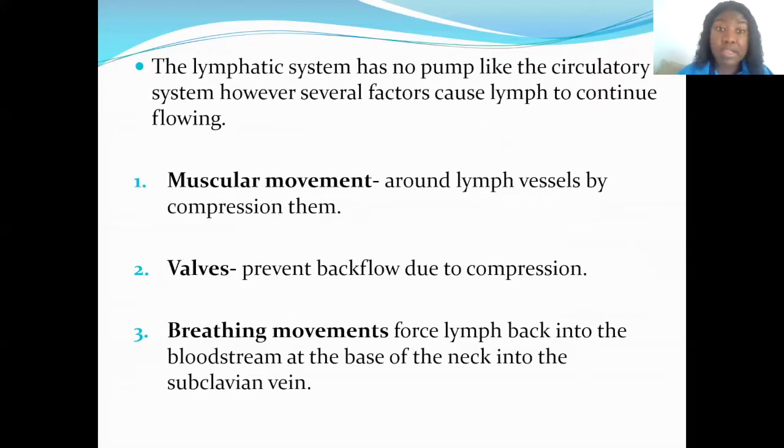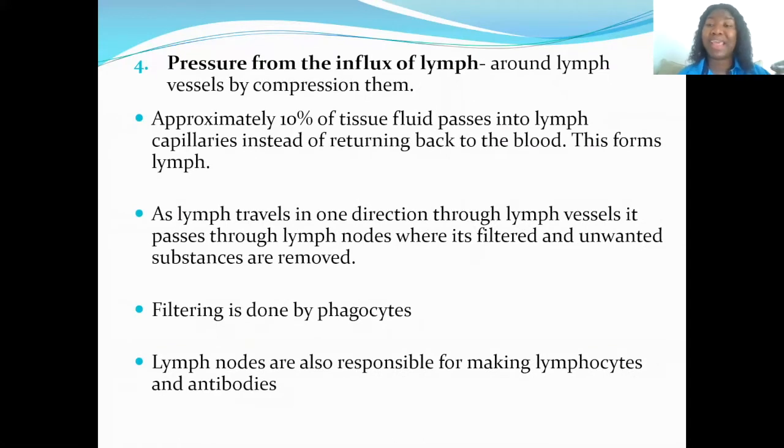So one is muscle movement. The lymph vessels are compressed by the muscles, and this compression moves the lymph around. You have valves that prevent the backflow of the lymph due to compressions. You also have breathing movements. These breathing movements force lymph back into the bloodstream at the base of the neck into the subclavian vein. Number 4, pressure from the influx of lymph around the lymph vessels causes the lymph to move.